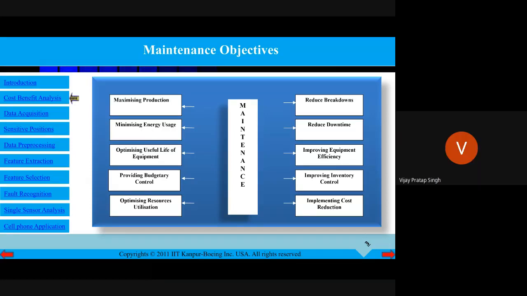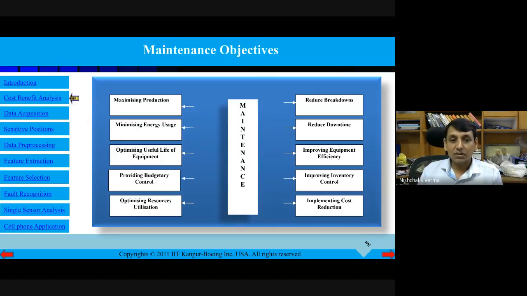Okay, so yeah, this will help us in managing the maintenance budget and other related stuff, and then optimizes the resources also, like inventory and other items. What maintenance gives us is reduced breakdowns, reduced downtime, and this improves the overall equipment efficiency, and it improves the inventory. The investment in the inventory will be lesser as compared to the normal time. And then it reduces the overall cost. And you see, it maximizes the profit.